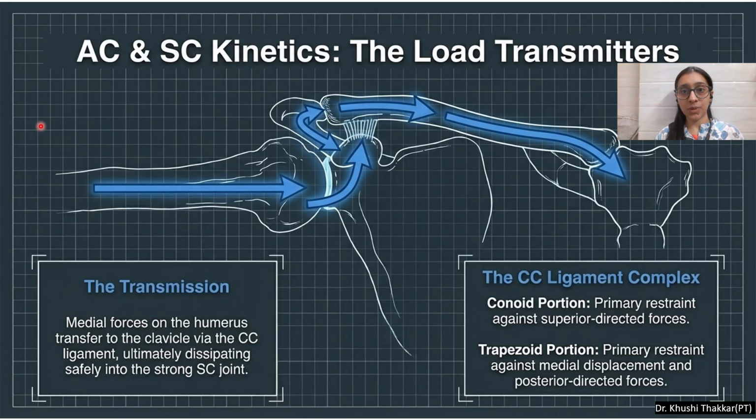The load transmission of the upper limb to the axial skeleton occurs via this mechanism. The medial forces on the head of the humerus transfer to the clavicle, the entire clavicle, and to the axial skeleton via the coracoclavicular ligaments, ultimately dissipating the force safely into the strong sternoclavicular joint. So this happens via the coracoclavicular ligament, which is very important.